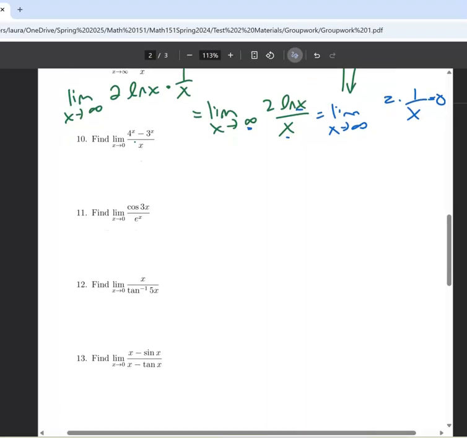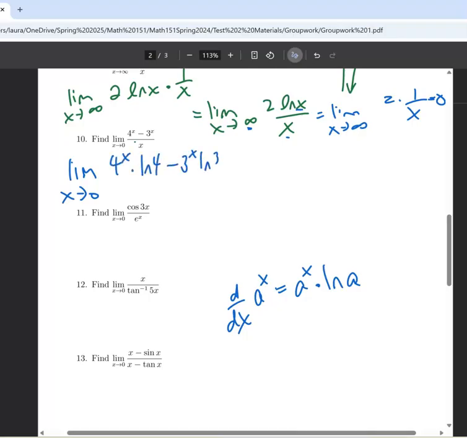4 to the x. Do we know the derivative of 4 to the x? We do. The derivative of a to the x is a to the x times ln of a. All these things you just need to know. So if I put in 0, I get 1 minus 1, which is 0 over 0. So let's do the derivative. 4 to the x times ln of 4 minus 3 to the x times ln of 3 all over, oh, just 1. I didn't really need to write that, did I?